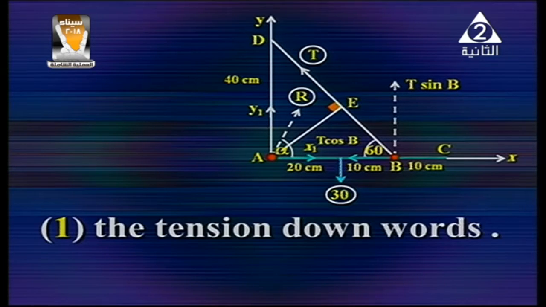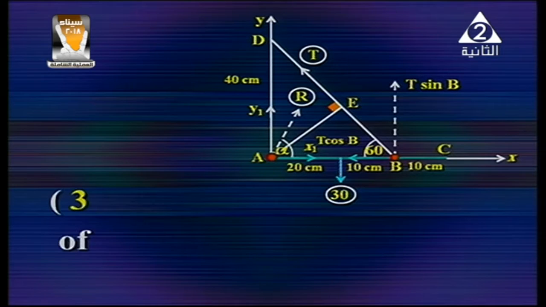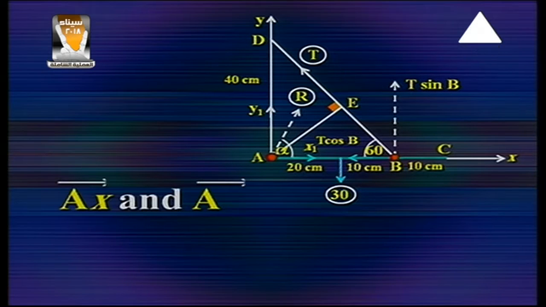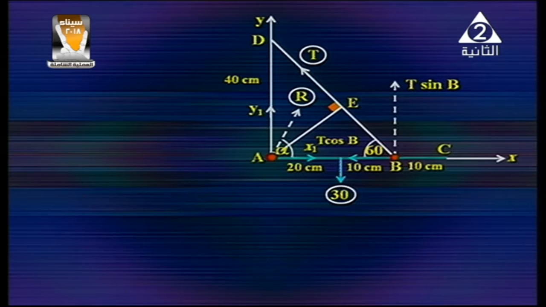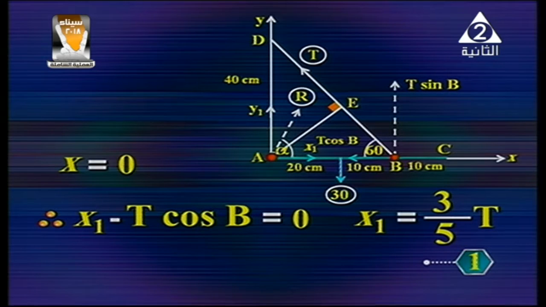Then the weight acts downward. Number 2, the tension T. Number 3, the reaction of the hinge R, with components AX and AY. Consider X1 and Y1 as directions. Sum of X equals 0. Then what do you deduce? X1 minus T cosine B equals 0. What is the cosine B? Cosine B is 3 over 5. By substitution, X1 equals 3 over 5 T. This is equation number 1.